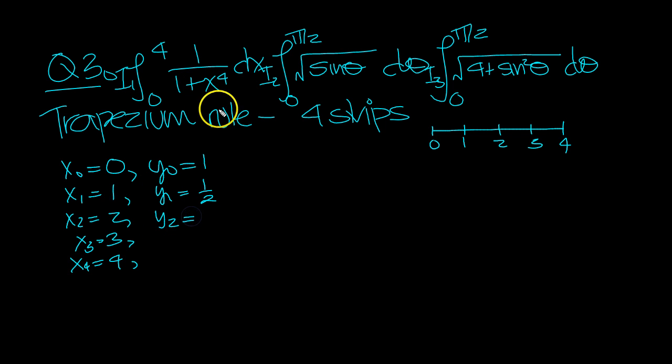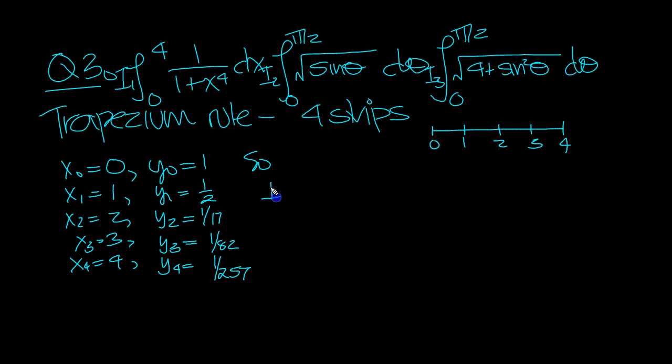y2, 2 to the 4 is 16, 1 plus 16, 1 over 17. y3, 3 to the 4 is 81, so that's 82. And y4, put 4 to the 4 is 256, 257.